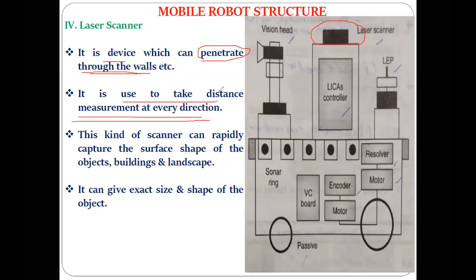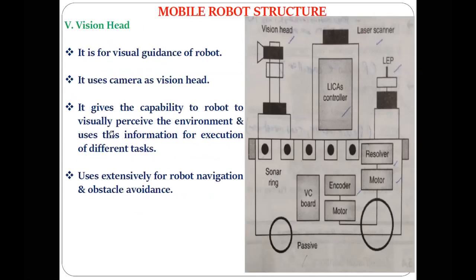Yes sir. So in order to measure distances from different directions, this laser scanner is utilized. This kind of scanner can rapidly capture the surface shape of any kind of object, building, landscape, whatever object is there, and it is able to measure the distance also. So with the help of this laser scanner, we can get the exact size and shape of objects. Also, we can get distance measurements from different directions for the robots. Okay, so this is the fourth one, the laser scanner.